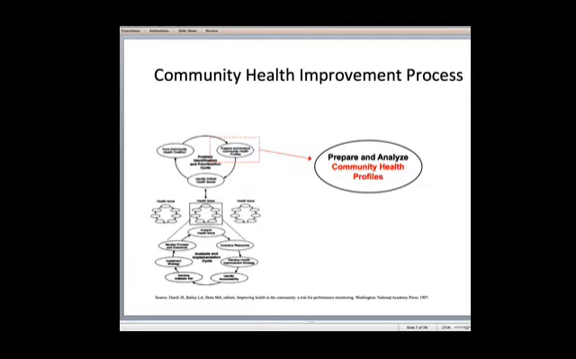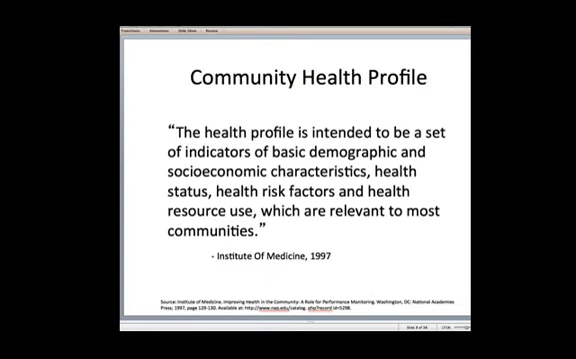The first is to form a community health coalition. The second is preparing and analyzing community health profiles. And the third is to identify critical health issues based on the community health profile. We will be focusing in the remainder of this presentation on community health profiles. And here is the definition of community health profile provided in the Institute of Medicine's 1997 report.